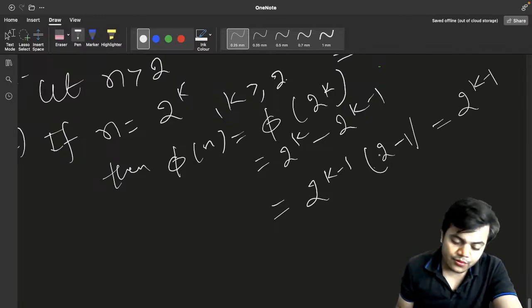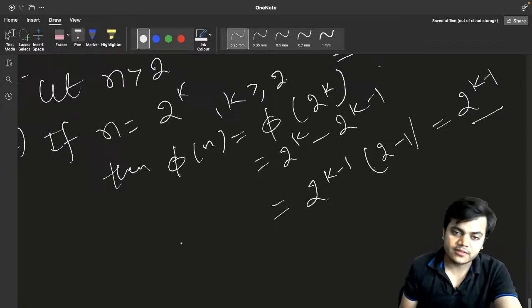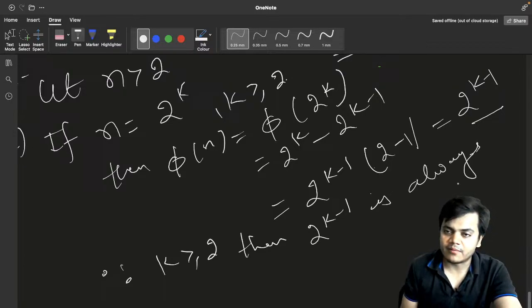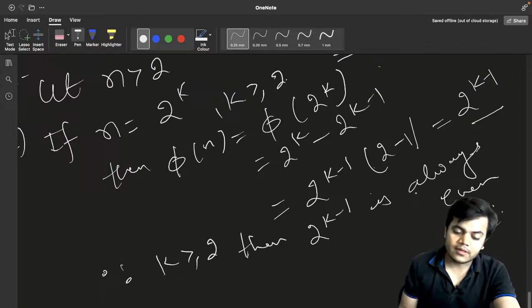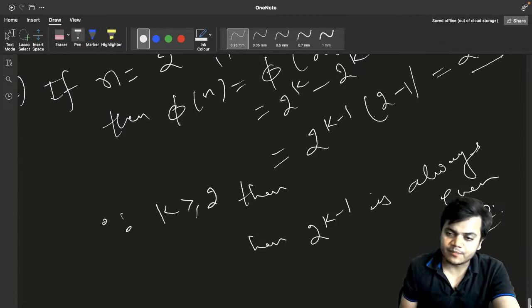Okay, so what do you think? You can see phi of n in terms of 2 raised to the power something. Since k is greater than or equal to 2, 2 raised to the power k minus 1 is always an even number. Always an even number. So one thing is clear, that when n is strictly greater than 2, certainly we are going to get an even number, and we have seen it beautifully.